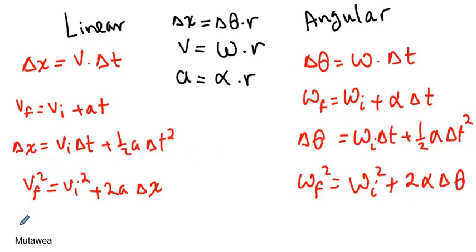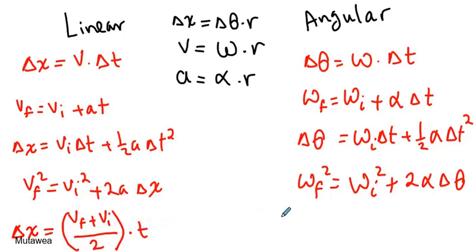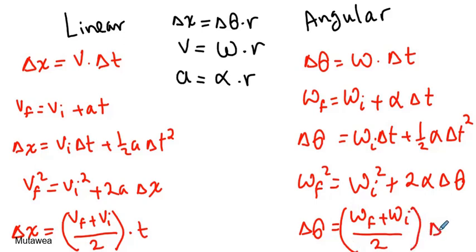The last equation is for when you have the initial velocity and the final velocity, but you don't have the acceleration and you're looking for the displacement. So delta x in this case equals v final plus v initial, divided by 2, all times t. So instead of delta x, I will put delta theta equals omega final plus omega initial, divided by 2, times delta t. And these are the equations we are going to use to solve the problems in the next video. Thank you.